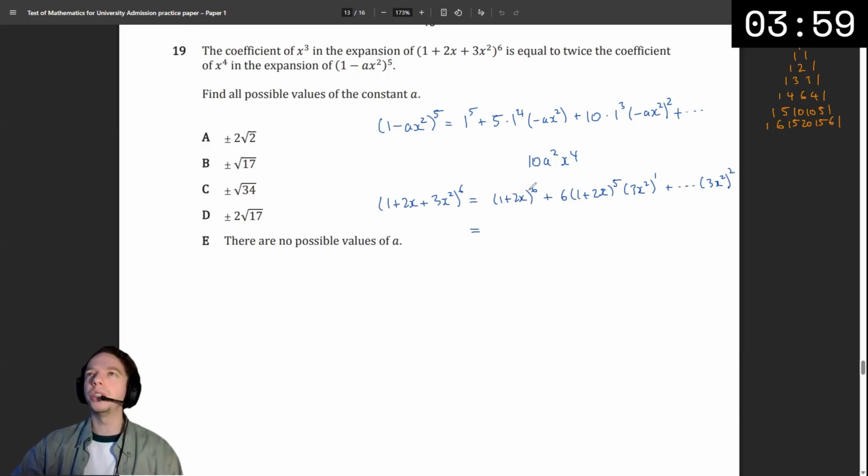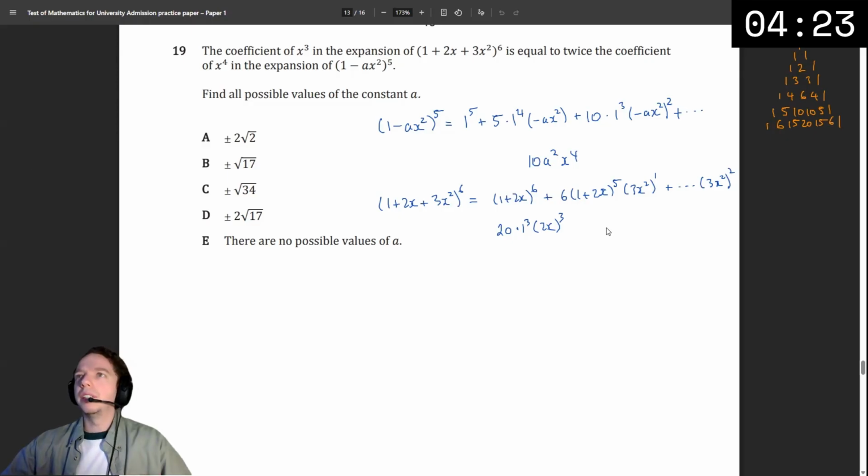So I want the x cubed coefficient. I just want the x cubed coefficient of this one, which is going to be... let's see, wait, this is going to be the linear, square, quadratic. So we need this binomial coefficient, right? This would be a cubic one. So 20 times 1 cubed times 2x cubed would be the x cubed term in this one.